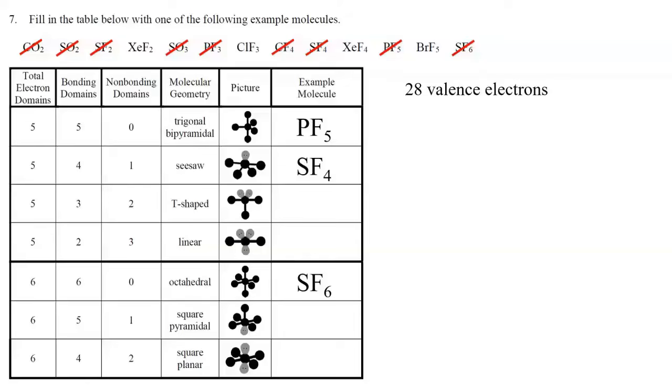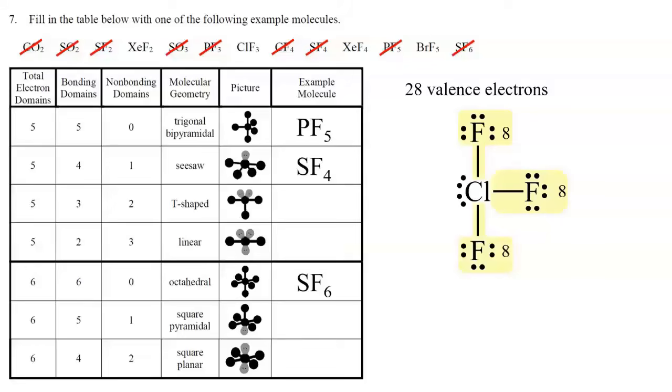So the molecule that has 28 valence electrons is chlorine trifluoride, or ClF3. So there are my 3 bonding domains. 3 times 8 is 24, and there are 2 lone pairs on the central atom. So 3 bonding domains, 2 non-bonding domains, and the molecular geometry of ClF3 is T-shaped.